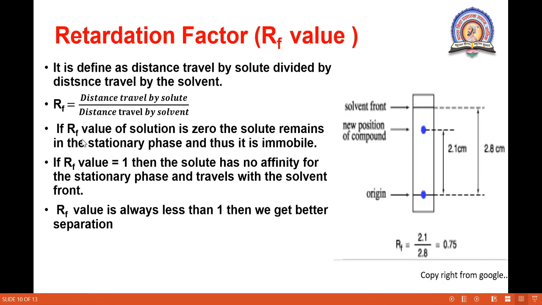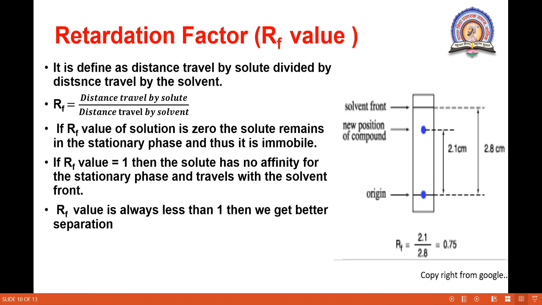If this RF value is 0, then the solute remains in the stationary phase and thus it is immobile. That means they are not moving on the stationary phase. It is immobile. Okay. If the RF value is 1, then the solute has no affinity for the stationary phase and it travels with the solvent front.